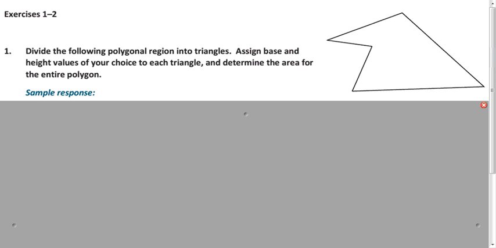So to practice, I'd like you to try to divide this region into triangles and give each of your bases and heights a value and figure out its area. You're going to probably pick different numbers than I pick, but you should split it up in a similar way. And using your measurements, figure out the area of your polygon. So try that and I'll show you my solution.